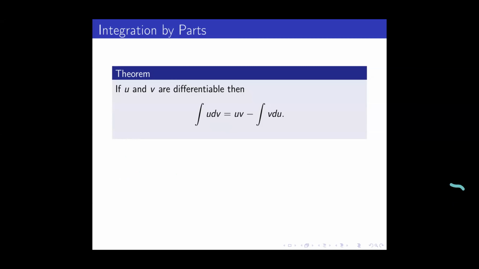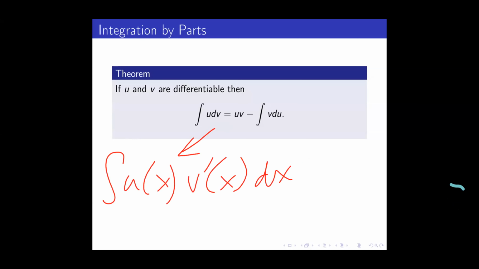So what this really means is that you have to think of this as the integral of u(x) times v'(x) dx, because this is what we have used several times already. This is the same notation for v'(x). And now you multiply both sides with dx. So this is very formal.